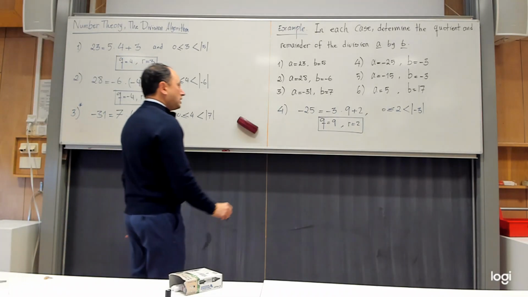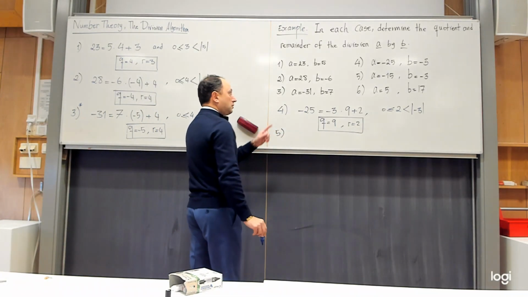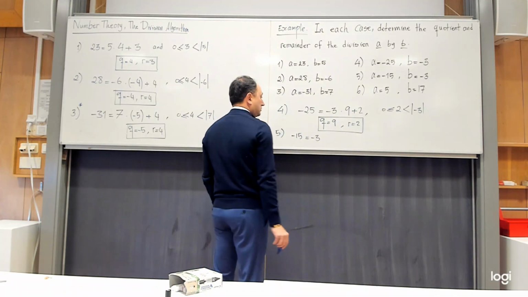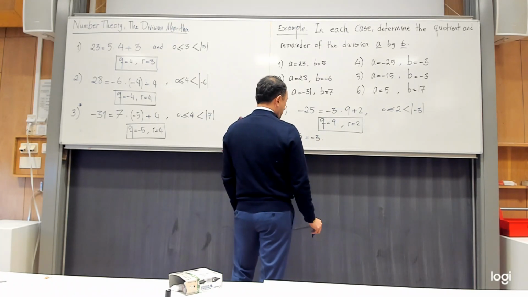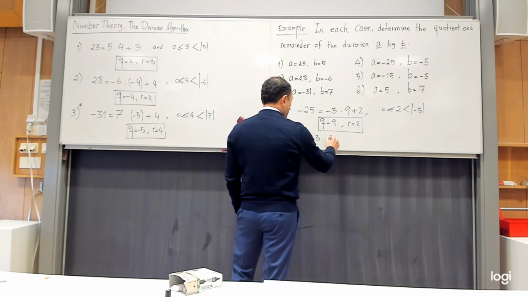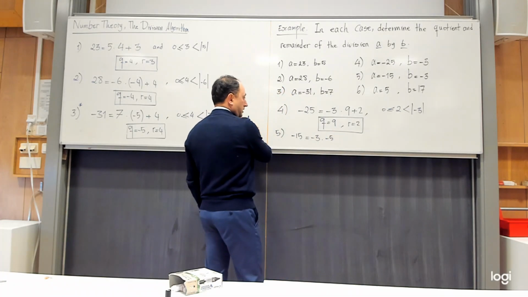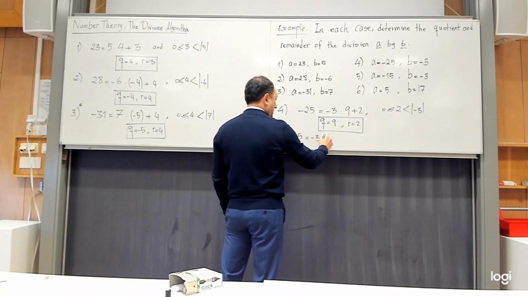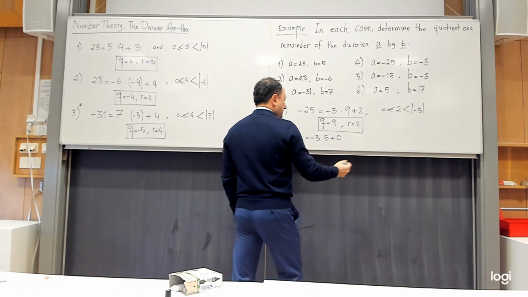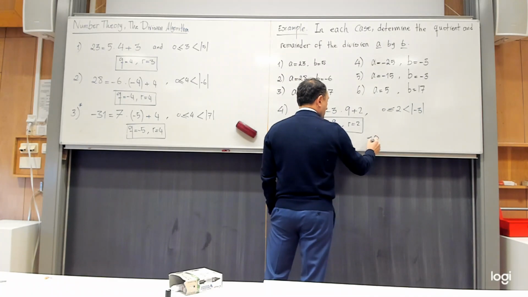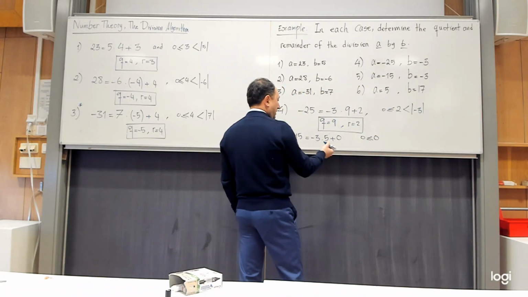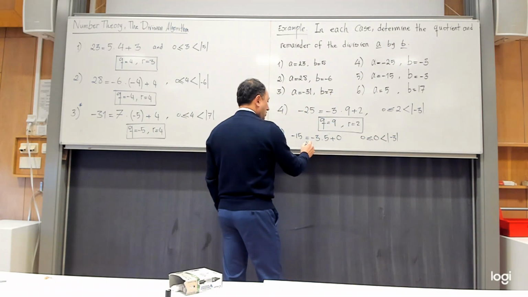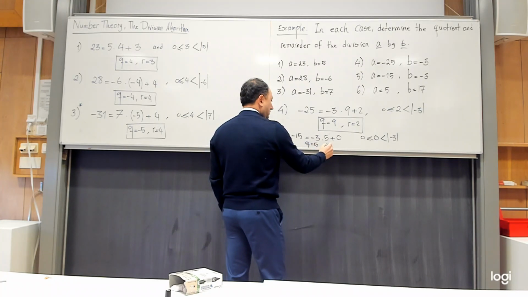Okay, so let us go to number 5. Number 5 is minus 15 equals minus 3 times what? What should I multiply here? Minus 5. Yes. No, it's positive 5. Yes, positive 5 and plus 0. Okay, so what does it mean? So 0 is also greater than or equal to 0 and is less than the absolute value of minus 3. So that's also a fact. So here the quotient is 5, the remainder is 0.